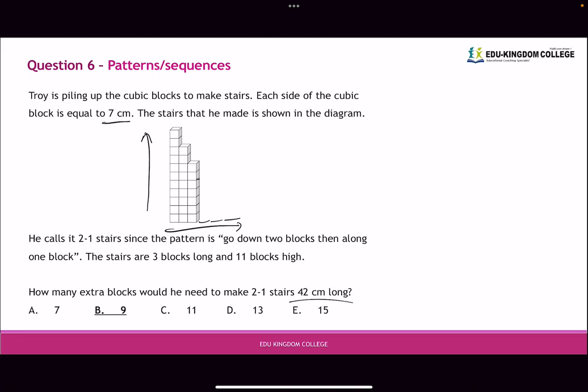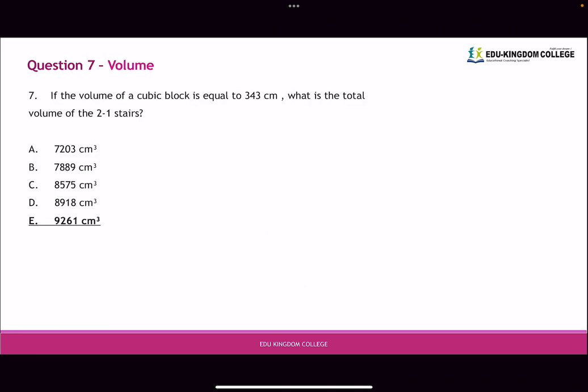On this row we would have a 5 block high row, and then here a 3 block high, and here a 1 block high. So we would have 5 blocks plus 3 blocks plus 1 block, which is going to be 9 extra blocks to be able to make this 42 centimeters long. Question 7 is volume.